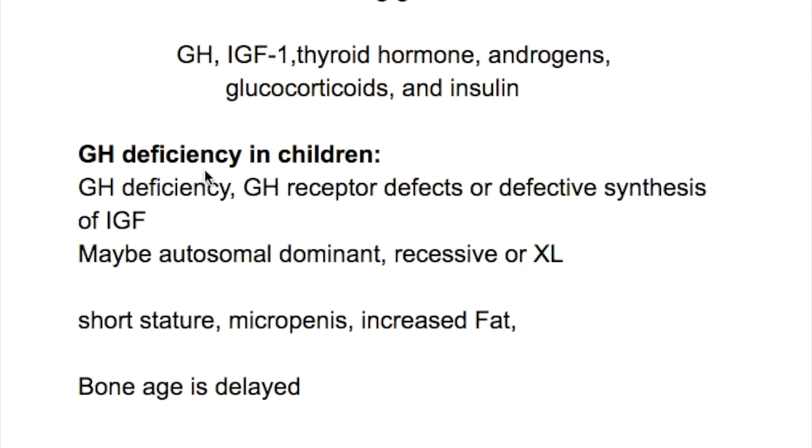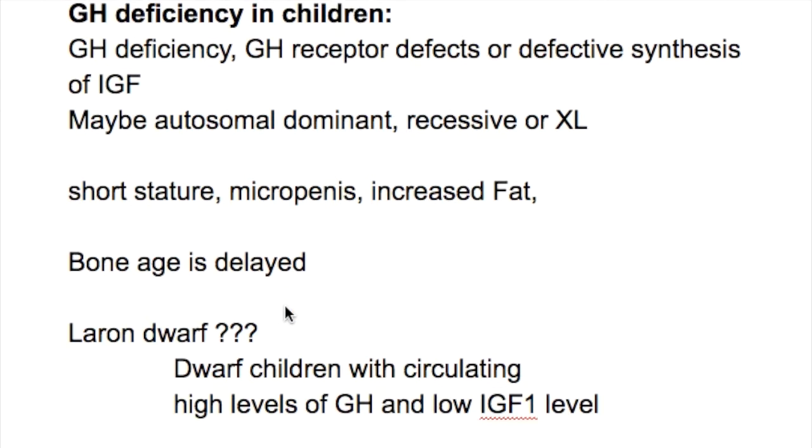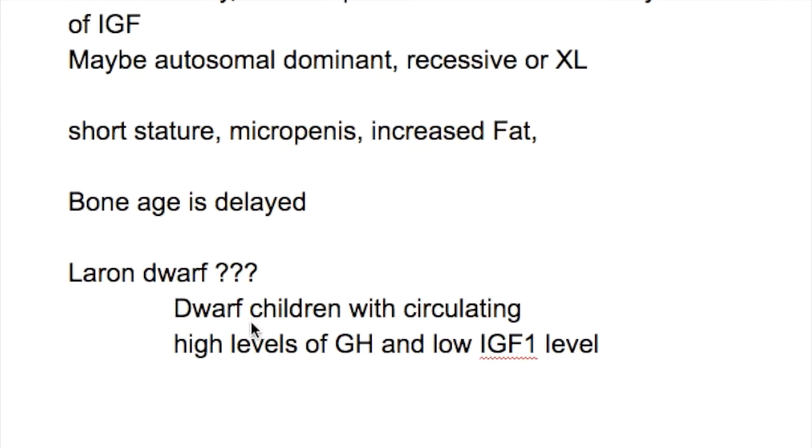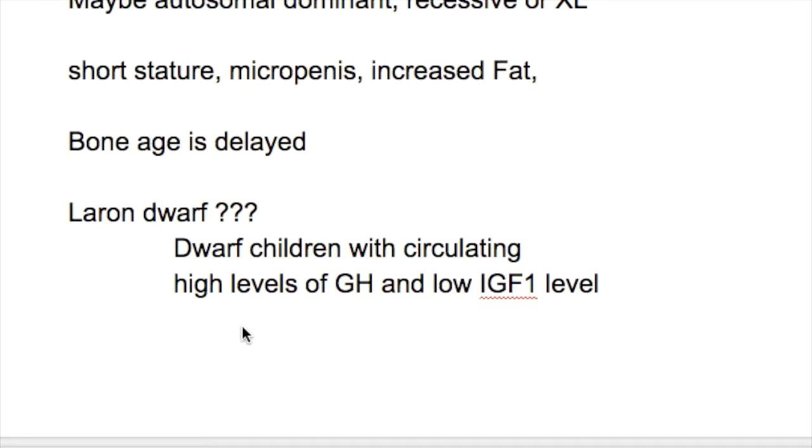So, growth hormone deficiency, how does it cause dwarfism? GH deficiency, GH receptor defect, or defective synthesis of IGF causes dwarfism. May be autosomal dominant, recessive, or X-linked. There is short stature, micropenis, and increased fat. Bone age is delayed. There are two more dwarfisms related to growth hormone abnormalities: Laron dwarf and sexual ateliotic dwarf.